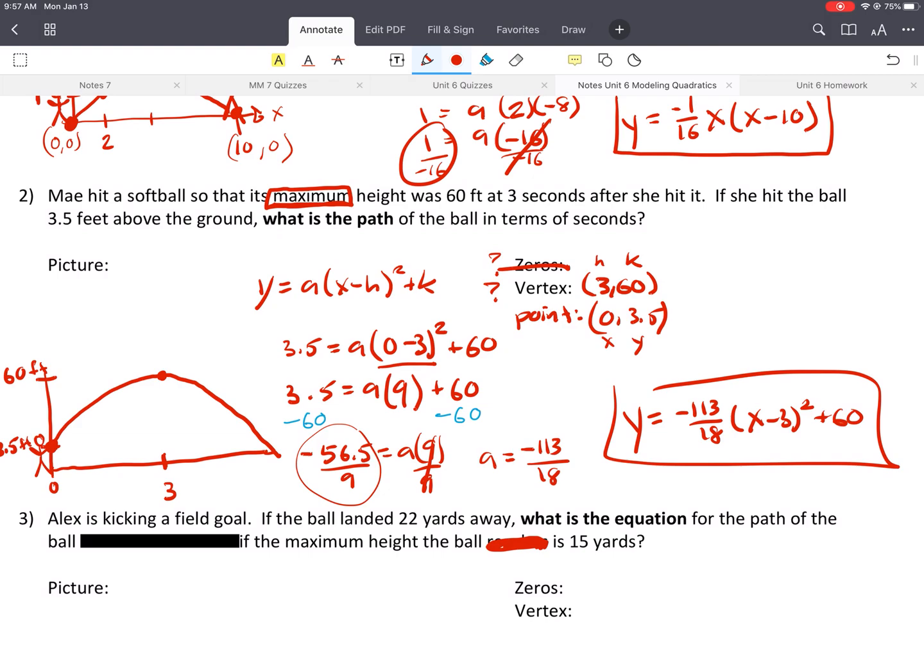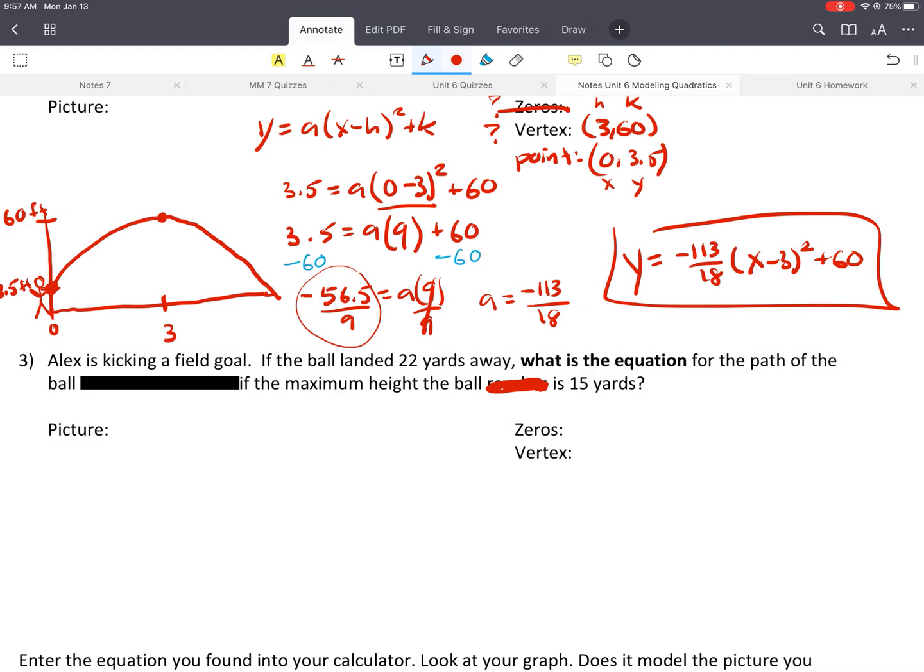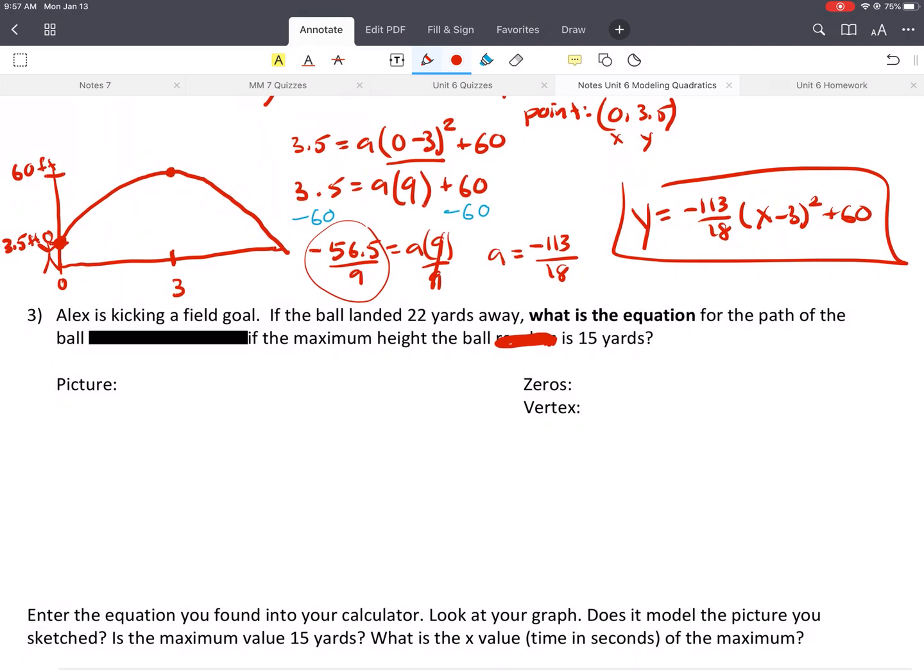Okay, and we'll do one more. Okay, I crossed off some of the stuff on yours just because I think it was a little confusing. So it says Alex is kicking a field goal. If the ball landed 22 yards away, what is the equation for the path of the ball if the maximum height of the ball is 15 yards?